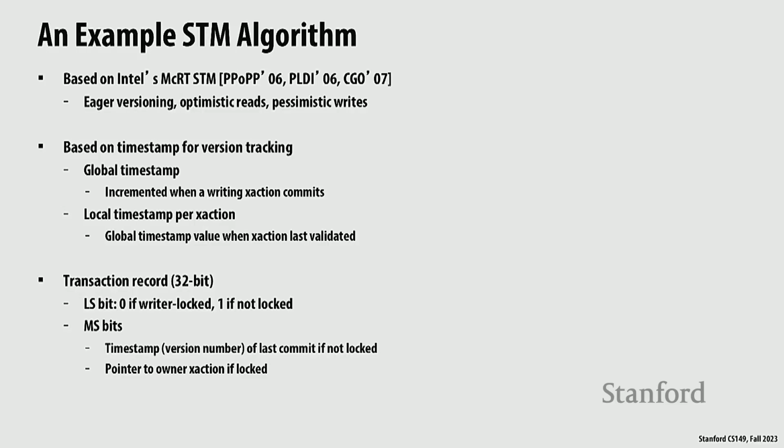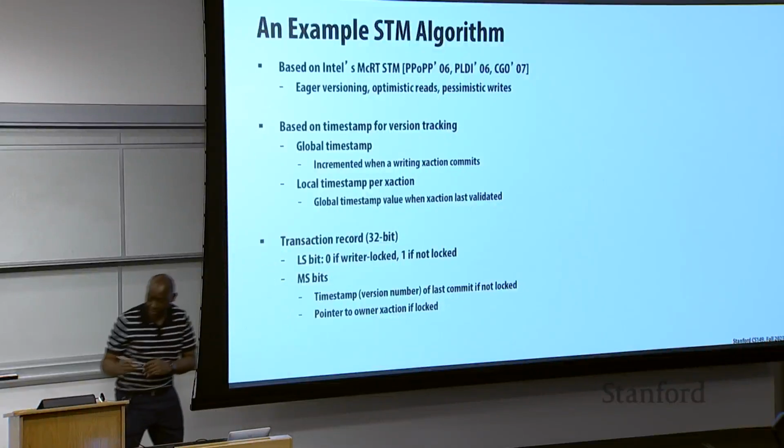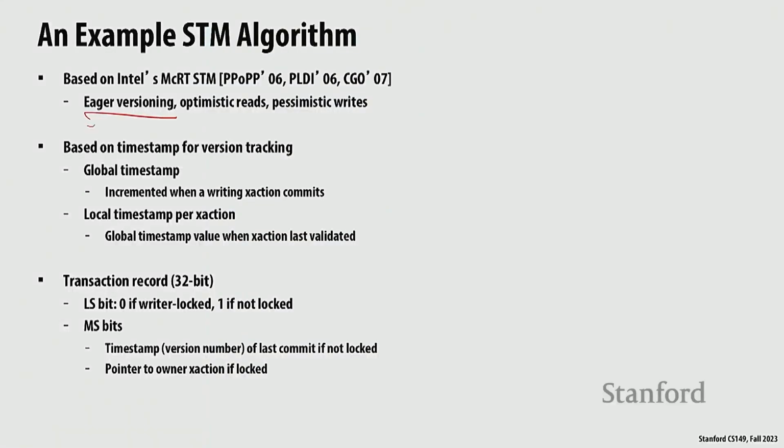And the one that we're going to use comes from Intel. It was developed quite a few years ago. It's called McRT. And it is an eager versioning with optimistic reads, right? Which means we'll say explicitly how the reads are optimistic in just a moment. And then pessimistic writes, right? Which means you're going to take locks in order to do the writes.